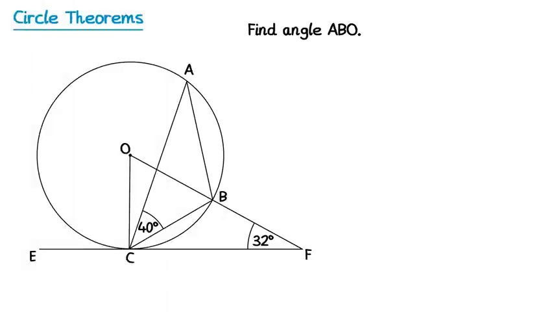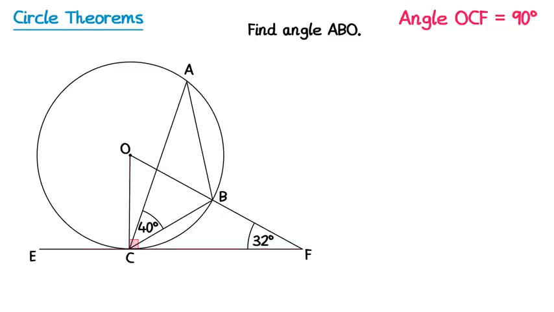To begin this question, we're going to look at the line ECF, which is a tangent to the circle, and also the line OC, which is a radius. One of the theorems said that a tangent meets a radius at 90 degrees. So we know this angle here is 90 degrees. So let's write that down, angle OCF equals 90 degrees.